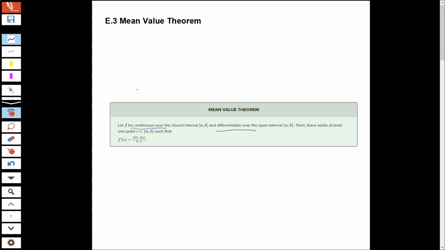Then there exists at least one point c in (a, b) such that f prime of c equals this mess here. And this mess here is the average rate of change, right? So we've seen this before. This is the formula for the slope of our secant line. And that makes sense, right? Because it's called the mean value theorem.